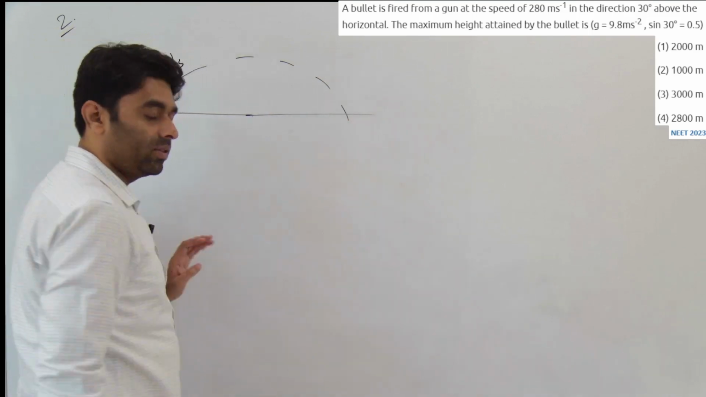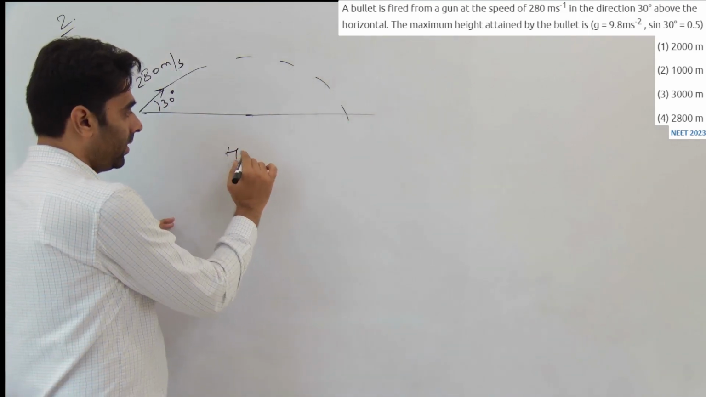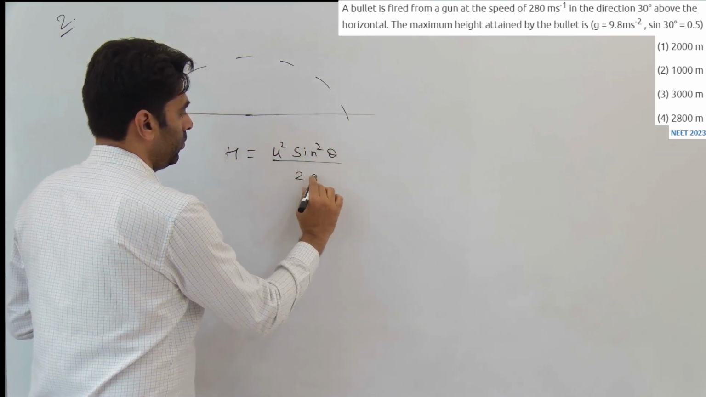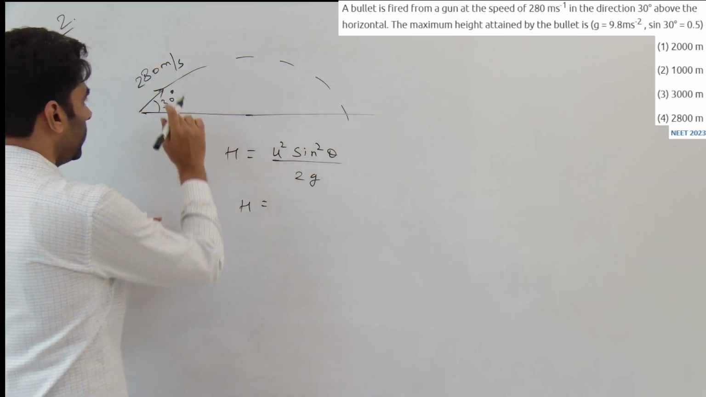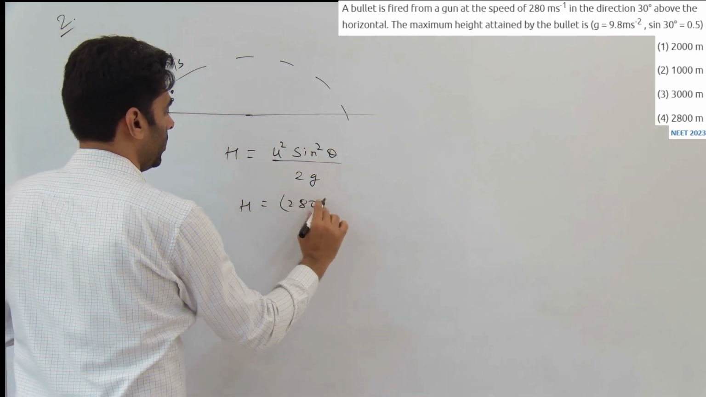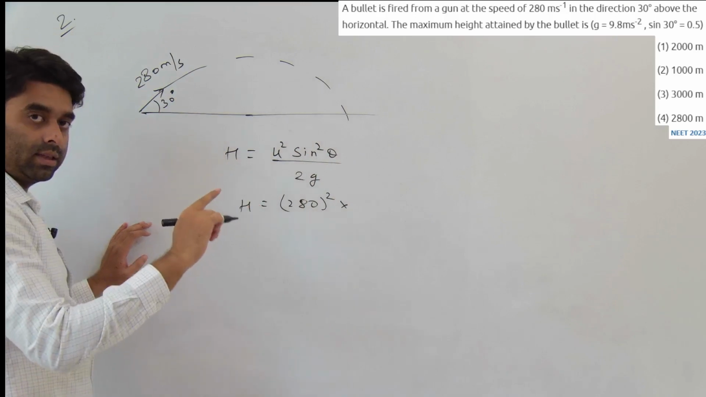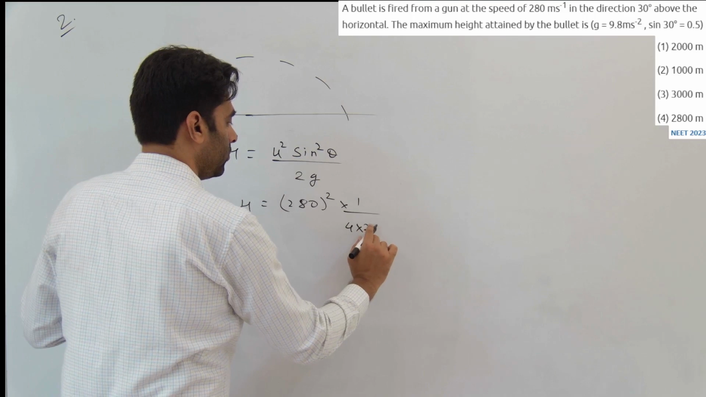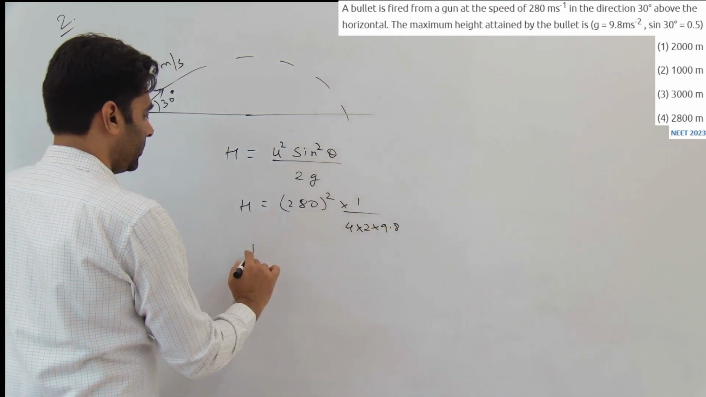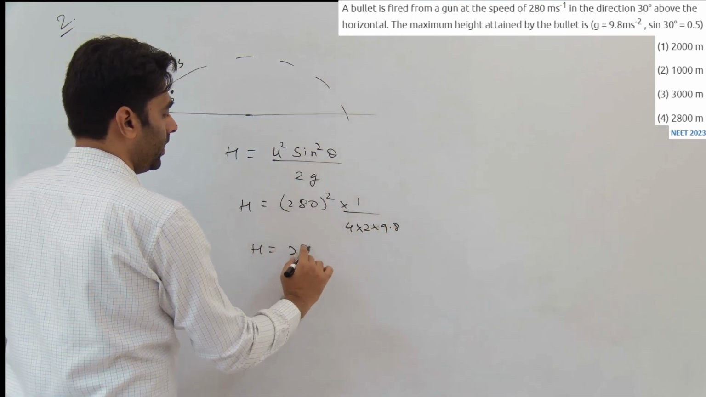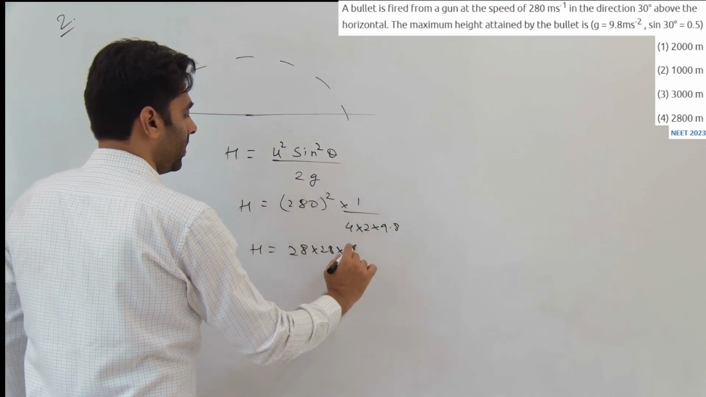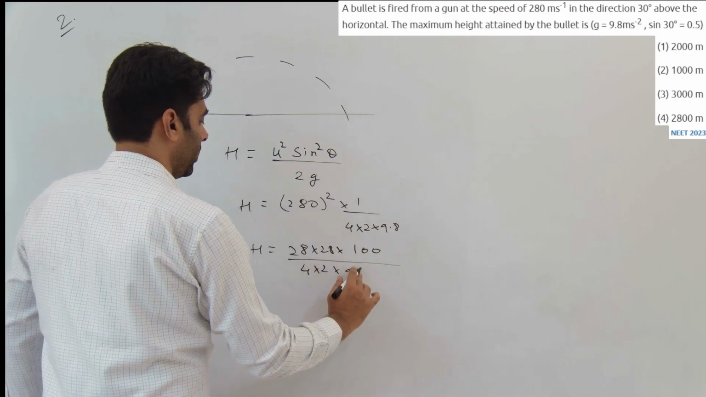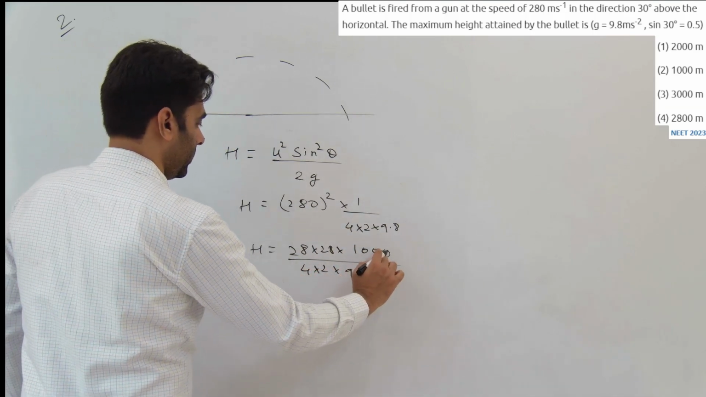Now beta, what is our maximum height formula for projectile? Maximum height formula is u square sine square theta by 2g. Let us substitute u square, that is 280 square, into sine 30. Sine 30 is 1 by 2. 1 by 2 square will be 1 by 4, into 2g, that is 2 into 9.8. Let's simplify this. This will be 28 into 28 into 10 power 2, that is 100, divided by 4 into 2 into 9.8.